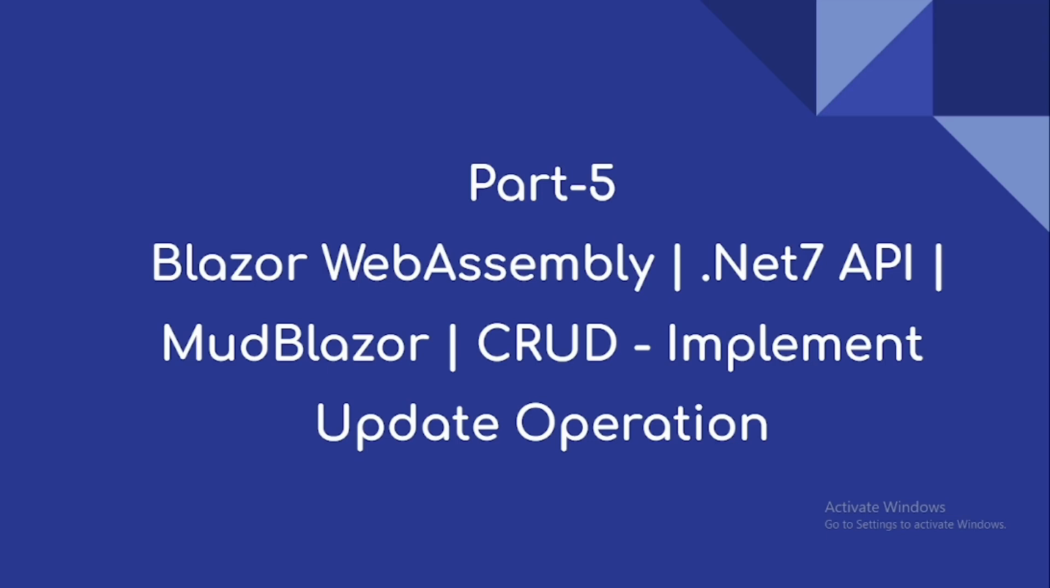So this is part 5 video on Blazor WebAssembly CRUD sample, where we use .NET 7 API as backend and MudBlazor UI components. So the main goal of this video is to implement the update operation.